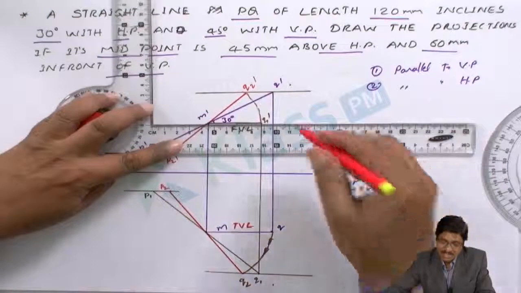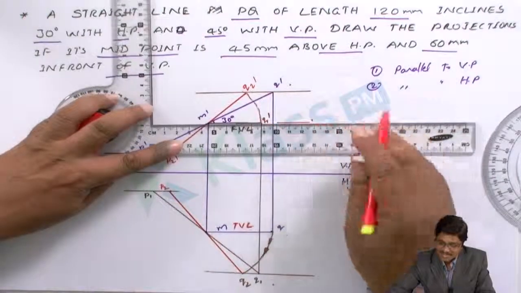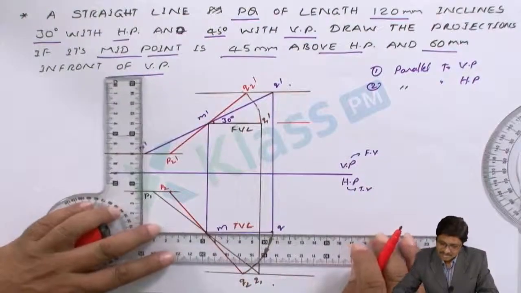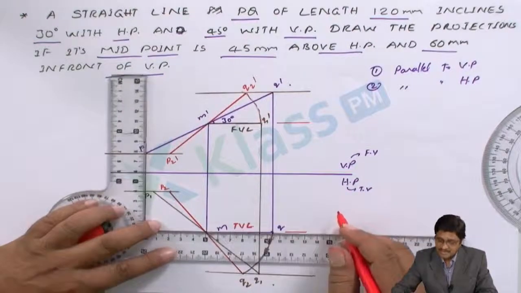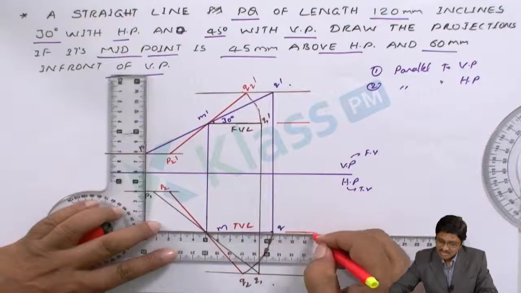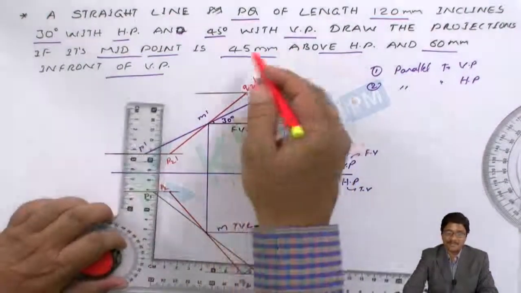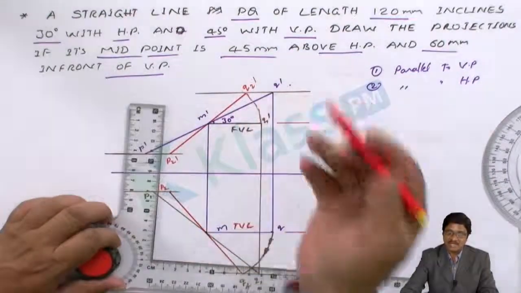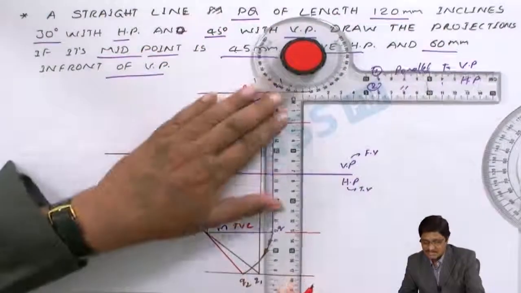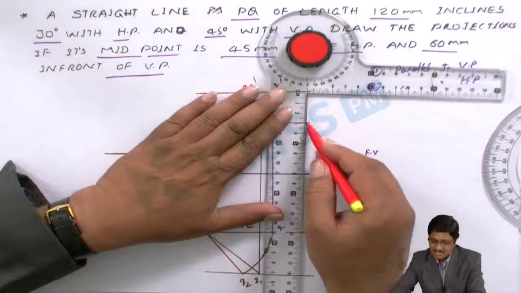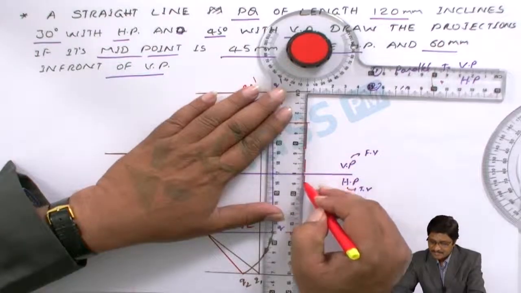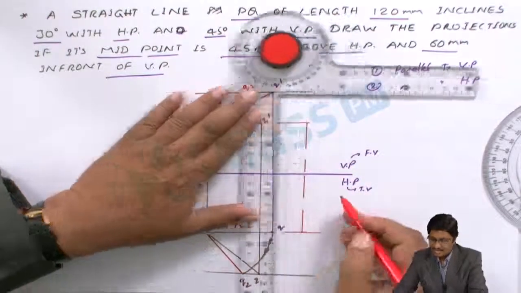But for dimensioning, you need not show all the dimensions, everything you find on the chart. You have to take care only of the information given in the problem. So what information is given in the problem? Midpoint details are given. How much? 45 mm above, 60 mm in front. So that's all. You have to show only such dimensions. You need not touch other things that are not necessary.